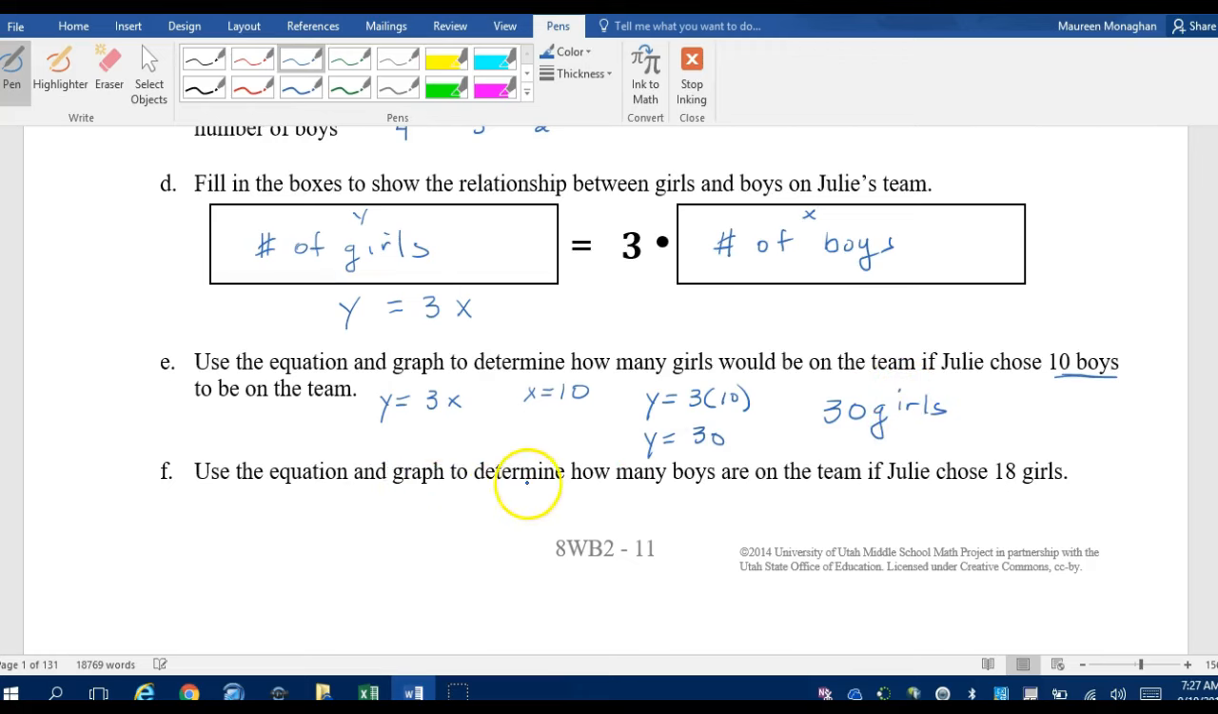Use the equation and graph to determine how many boys are on the team if Julie chose 18 girls. So once again, I'm going to use y equals 3x, but I know y is the girls and x is the boys. So now I'm given girls. So y is 18. This is where we're substituting, and then we will solve for the number of boys, which is 6. So 6 boys on the team.